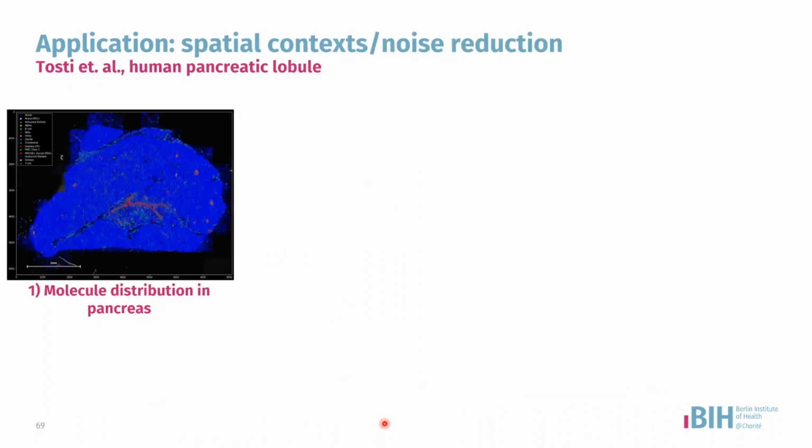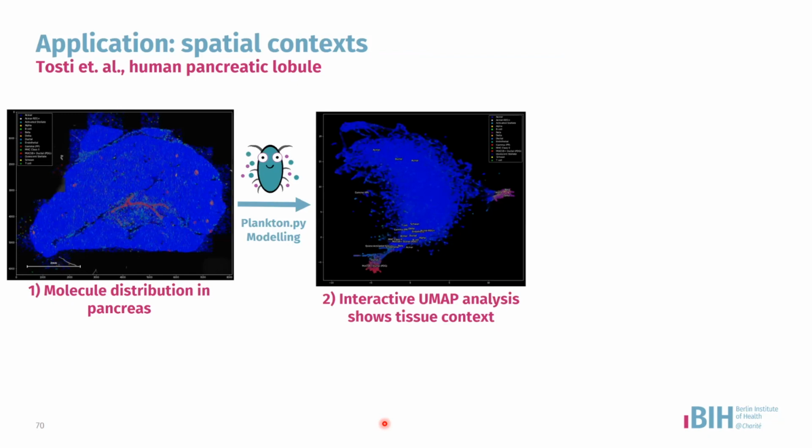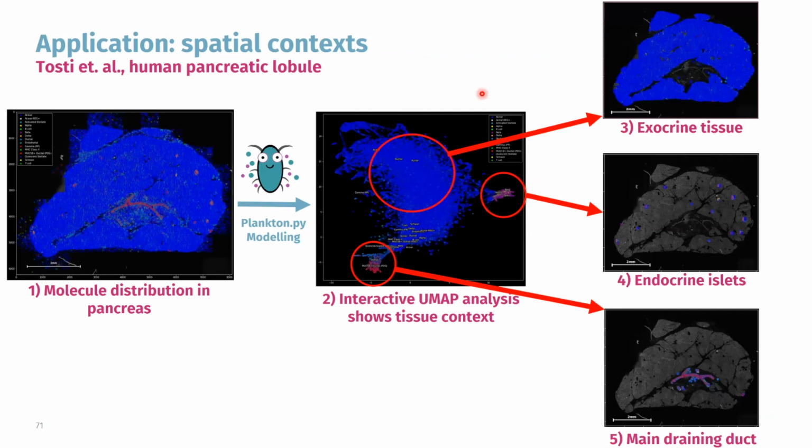We can also use it for analyzing other data sets. Over here, it's applied to the human pancreas. What we do here is, again, take the individual spots, apply Plankton.py, and get a UMAP representation of the tissue context. By looking at where these genes are expressed, you can immediately see that there are very localized gene expression patterns that can be isolated, such as the exocrine tissue. In this part of the UMAP we have the islets, and at the bottom we have the main draining duct.